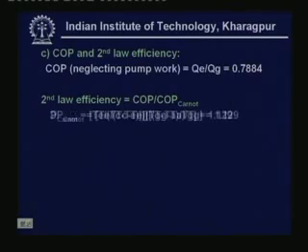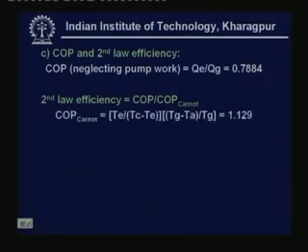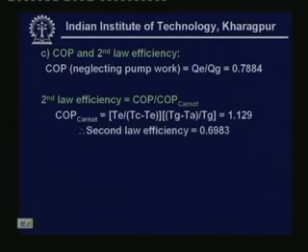Okay. So, for a 3 temperature system, the maximum possible COP is the product of a reverse Carnot refrigeration system and a Carnot heat engine system. This is what we have shown in fact. Okay. So, COP Carnot is TE divided by TC minus TE, into TG minus TA by TG. And all the temperatures are known to us, all 4 temperatures. So, if you substitute these values, you find that the maximum possible COP is 1.129. So, the second law efficiency is the ratio of these two, which is found to be 0.6983.